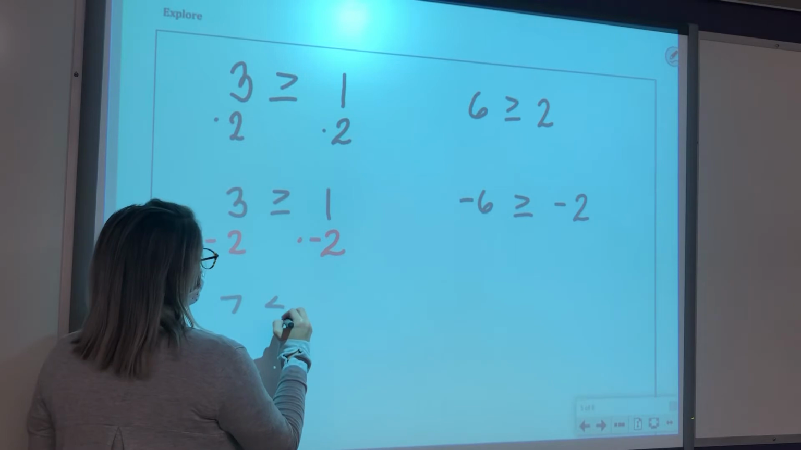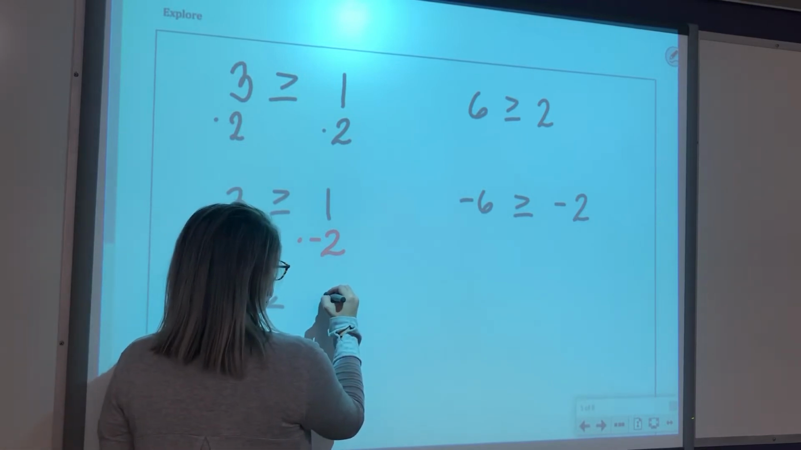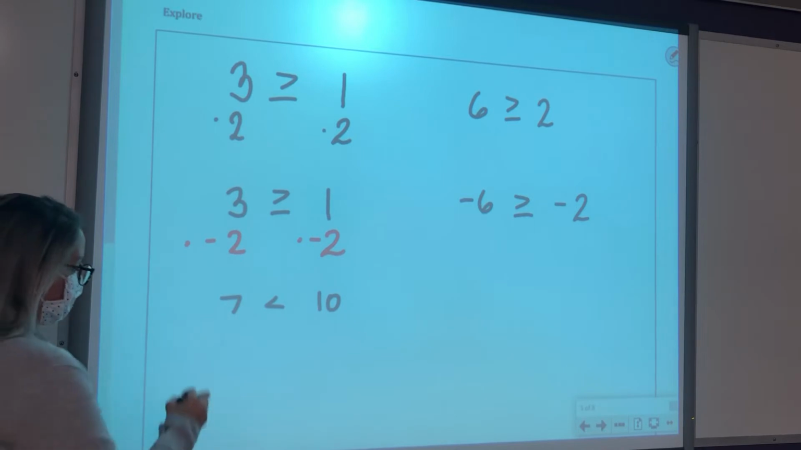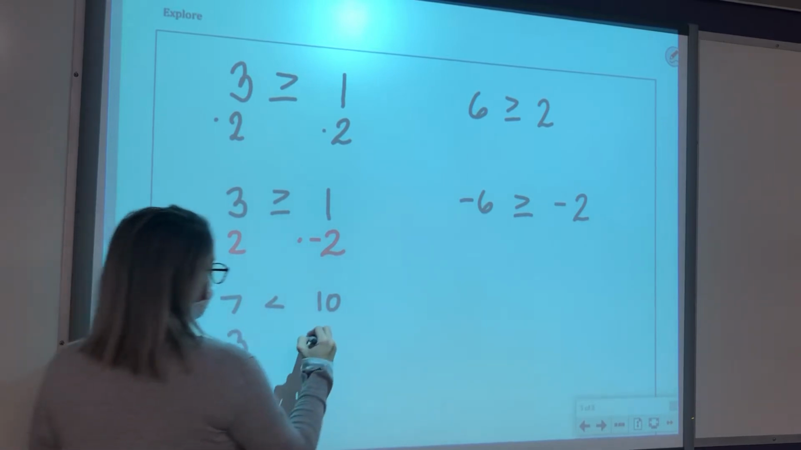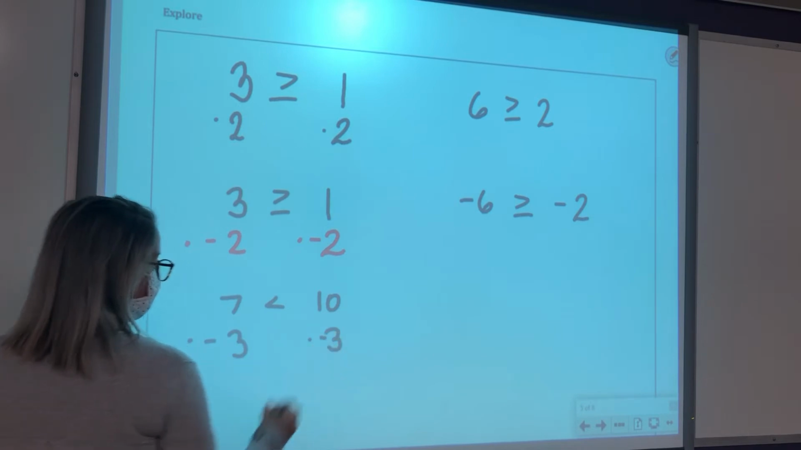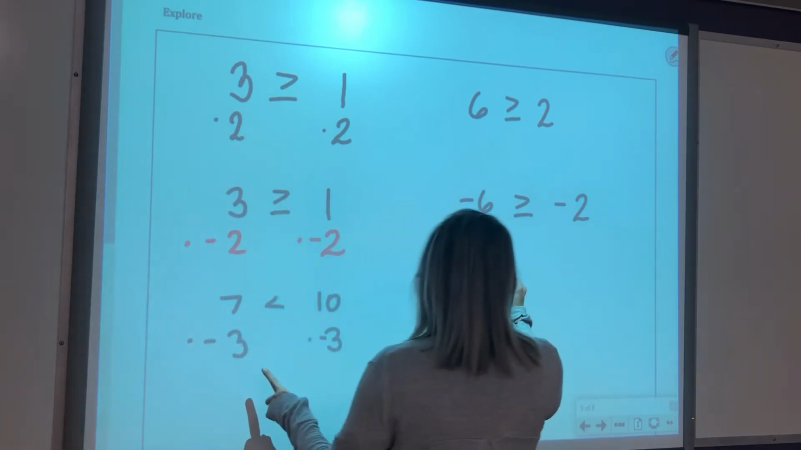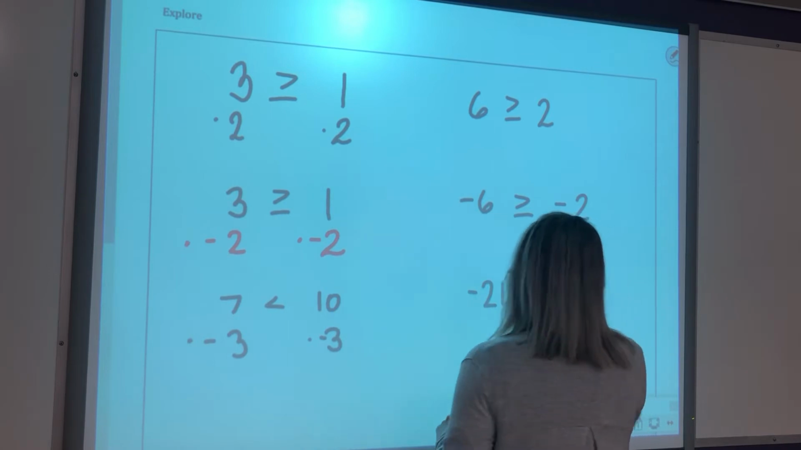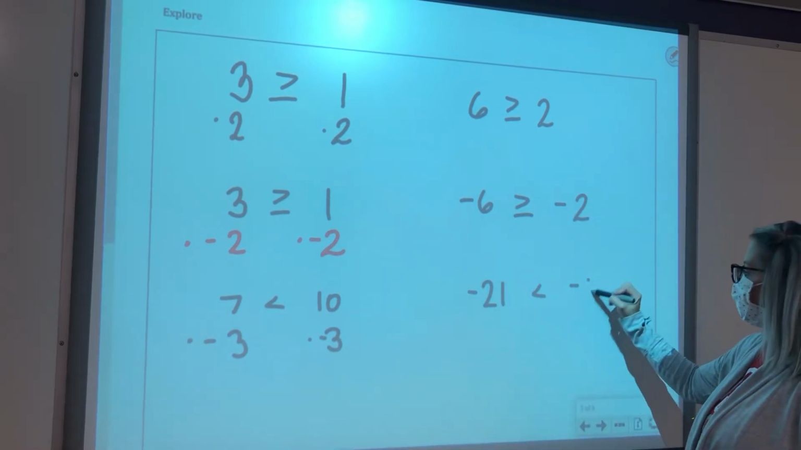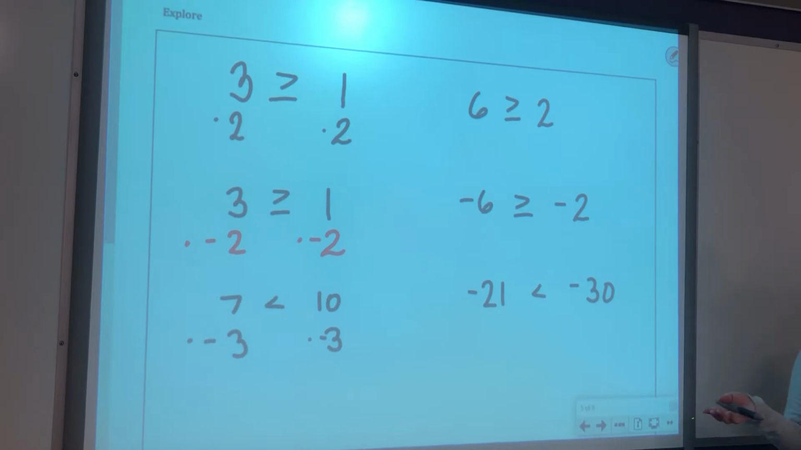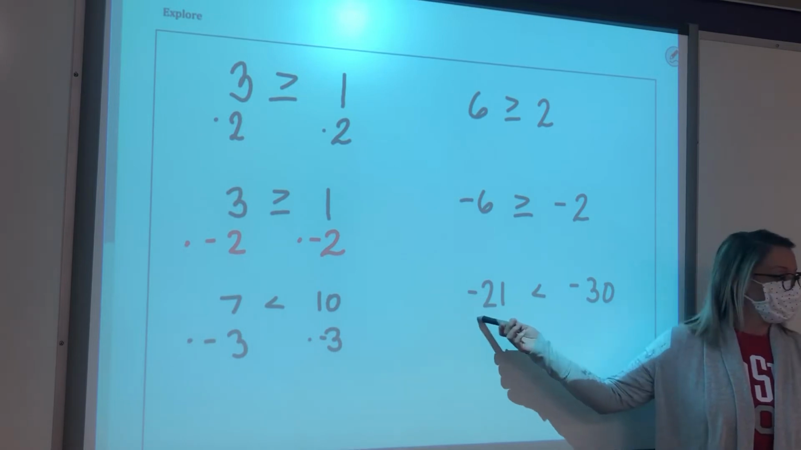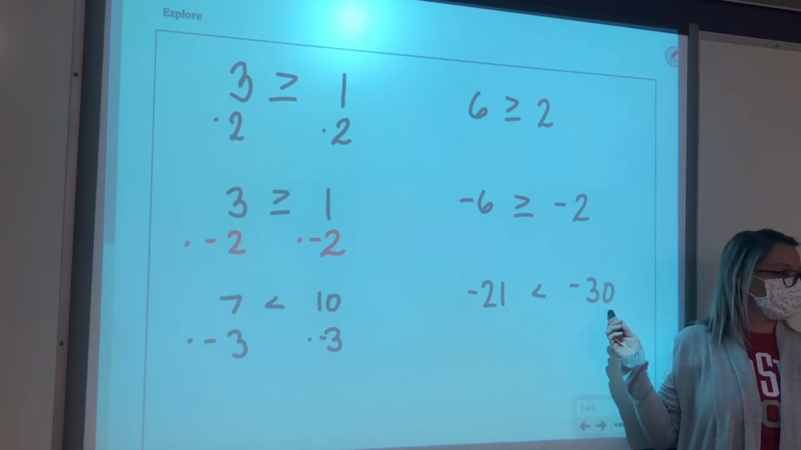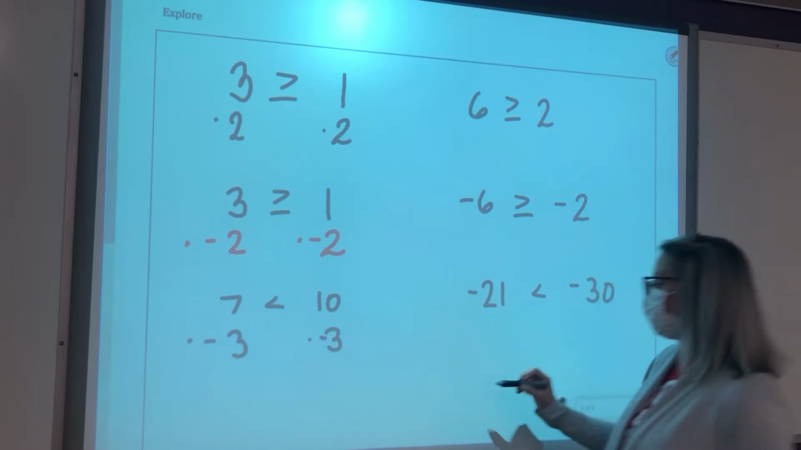7 is less than 10. So let's try it again. Multiply by negative 3. Multiply by negative 3. 7 times negative 3 is negative 21, and technically 10 times negative 3 is negative 30. So is that right? No, it's not true. Negative 21 is closer to 0 than negative 30. So it's greater than negative 30. Negative 21 is less than negative 30. Being wrong, look at the problem. So when you look at it on the number line, oh.